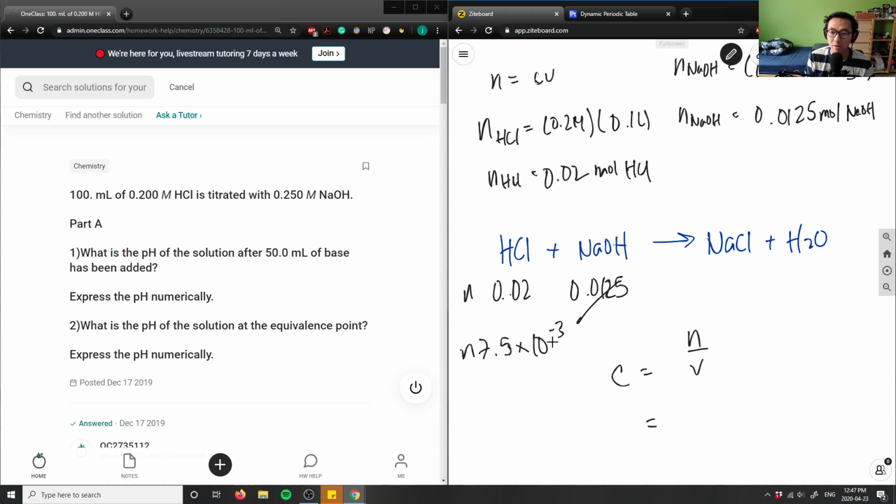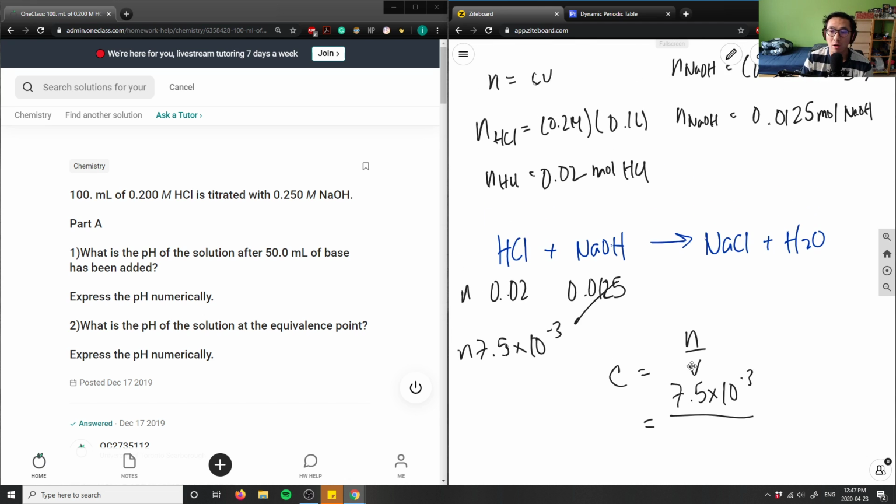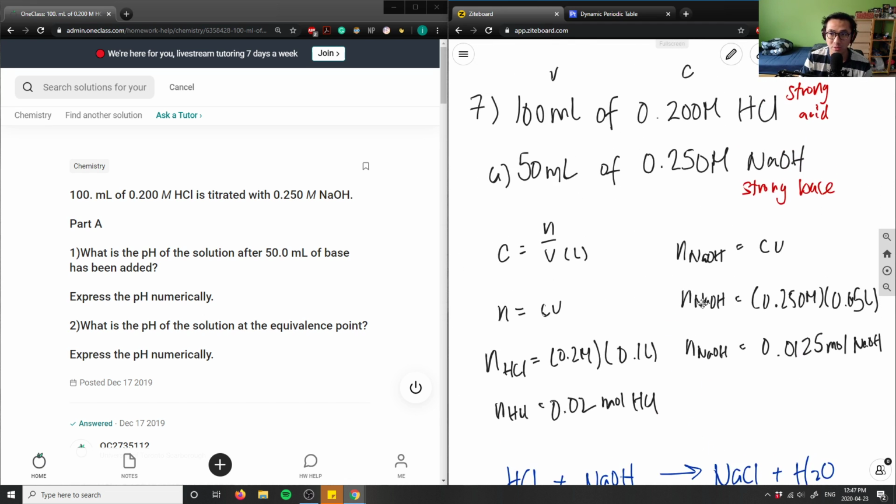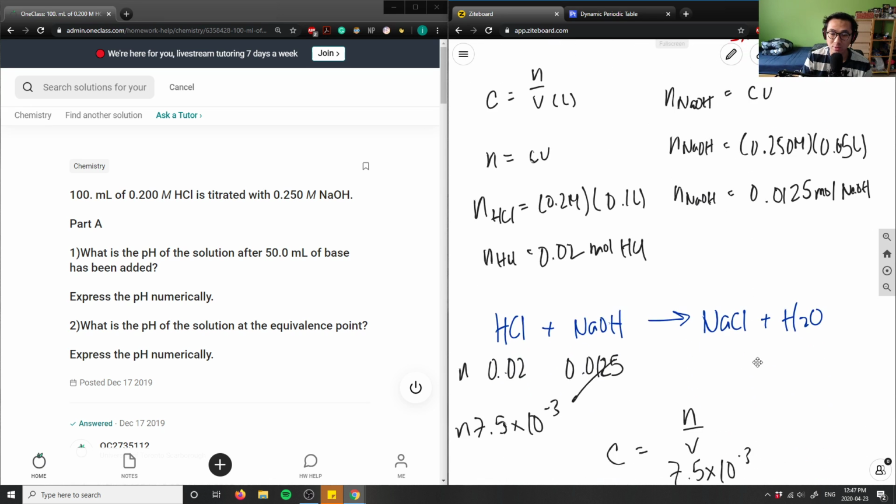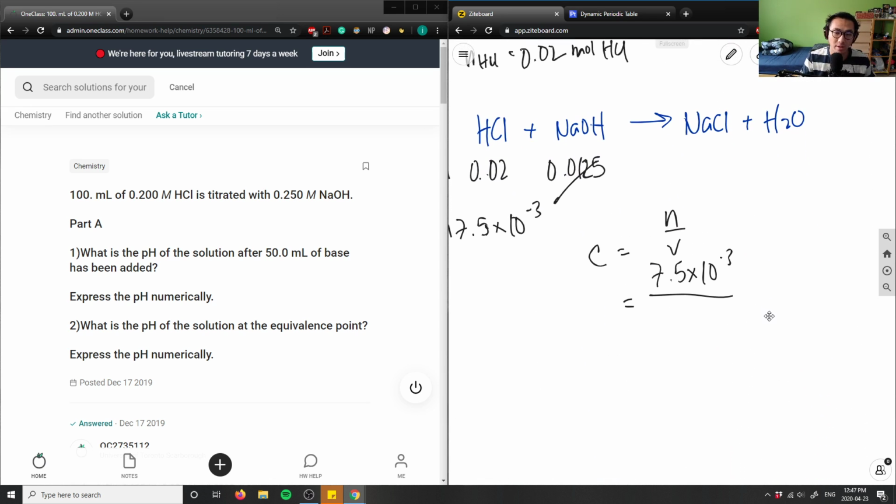And the moles here are our new moles, so we have 7.5 times 10 to the negative 3, which is our moles of HCl after the reaction. And then we also have our volume, which is now the total volume. So we have 100 plus 50, which is 150 milliliters. Divide that answer by 1,000, and we get 0.15 liters. So 0.15 liters is our total volume.